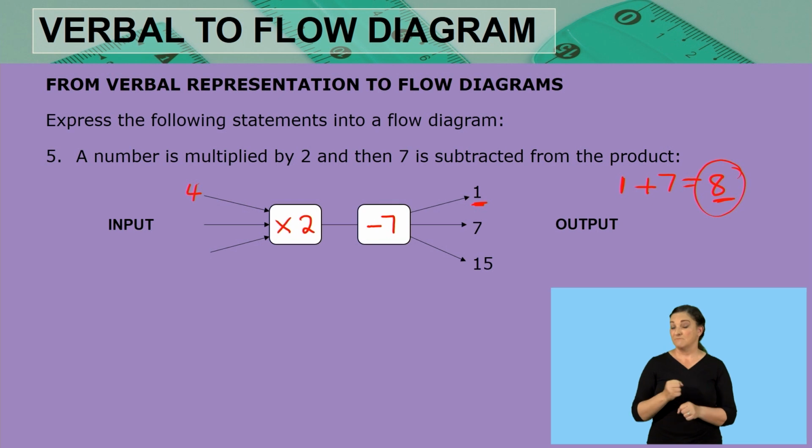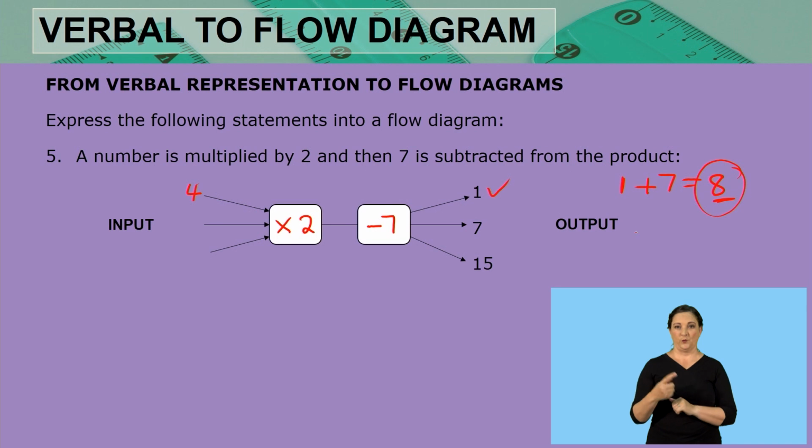And just to make sure that you have the correct input value, go through the flow diagram and check if your answer is correct. So 4 multiplied by 2 is 8, and when we subtract 7, we get 1. So that means that we are absolutely correct in that input value. Let's go over to the next one.